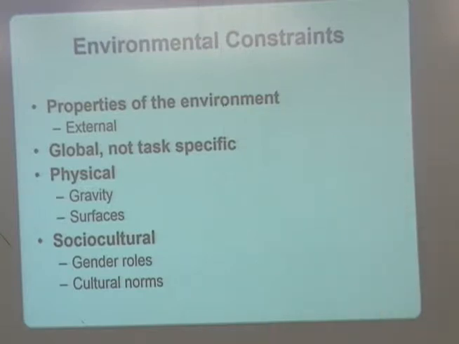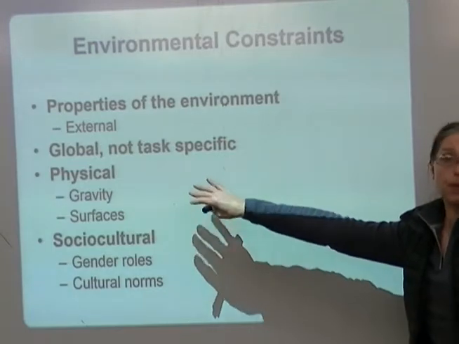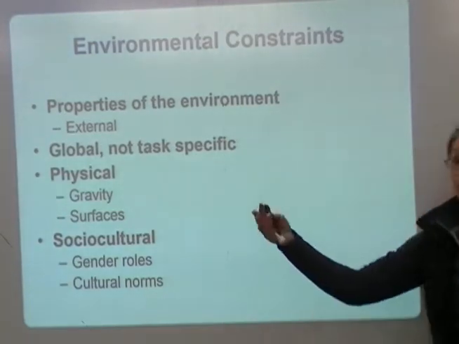So the environmental constraints, the where. What's involved in the environmental constraints? Properties of the environment. So we're external to the person. This has nothing directly to do with the individual. It's the where, everything outside, all right? They're global though, they're not task specific. So it wouldn't matter which what I was asking them to do. The environment constraints would be similar. Right? They can be either physical, so things like gravity.